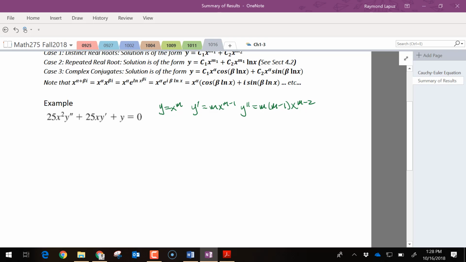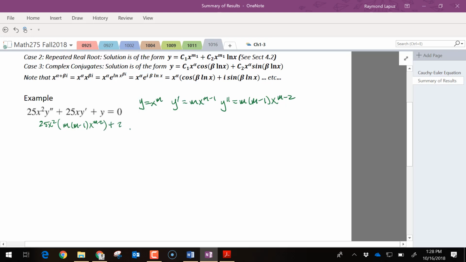And then I'll plug all that stuff in, and I'm going to get 25 x squared m times m minus 1 x to the m minus 2, plus 25 x m x to the m minus 1, plus y, which is x to the m, equals 0. And then I'll get all the x to the m out.